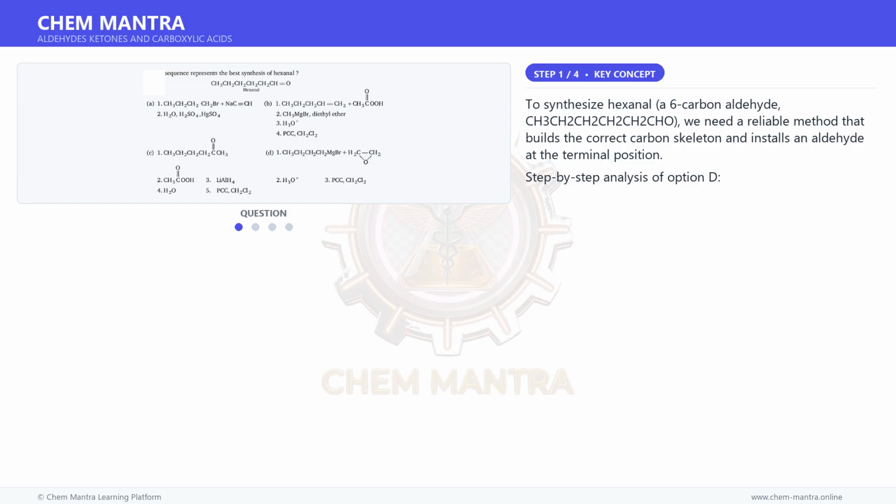To synthesize hexanal, a 6-carbon aldehyde, CH3CH2CH2CH2CH2CHO, we need a reliable method that builds the correct carbon skeleton and installs an aldehyde at the terminal position. Step-by-step analysis of option D.